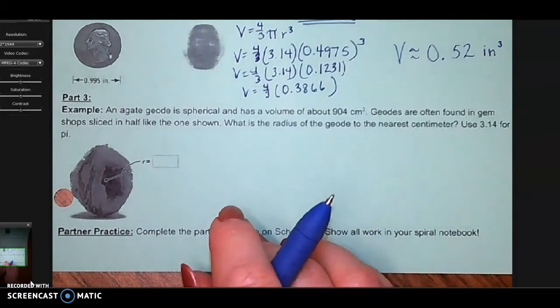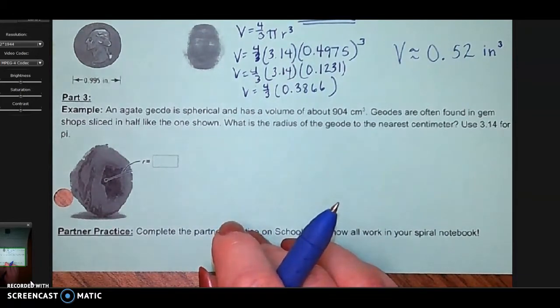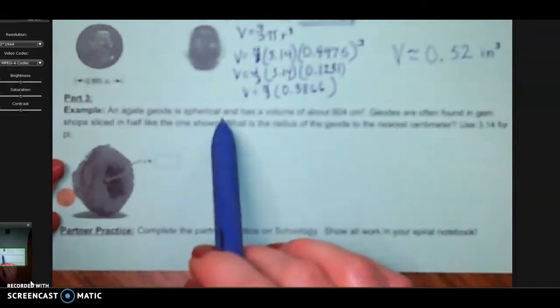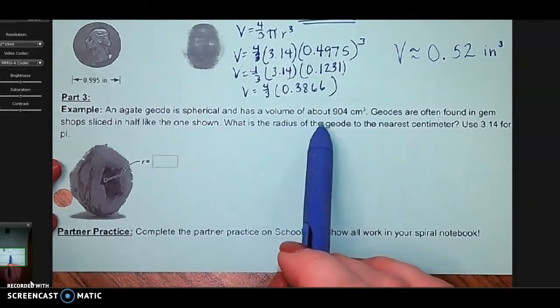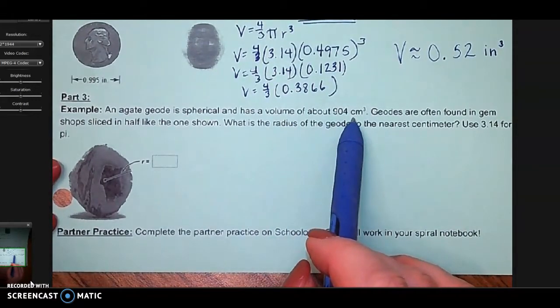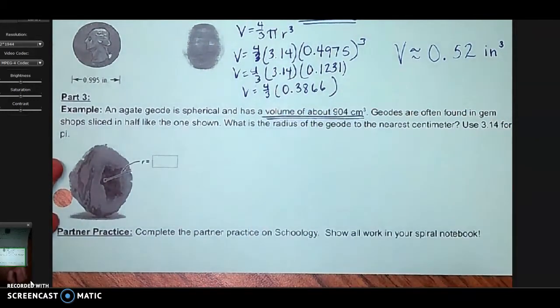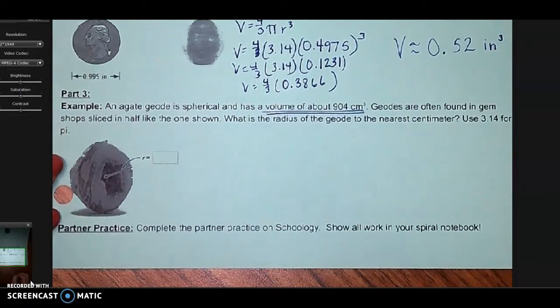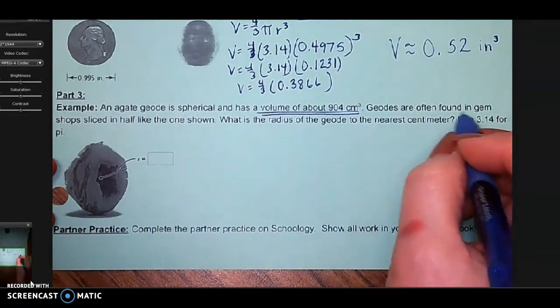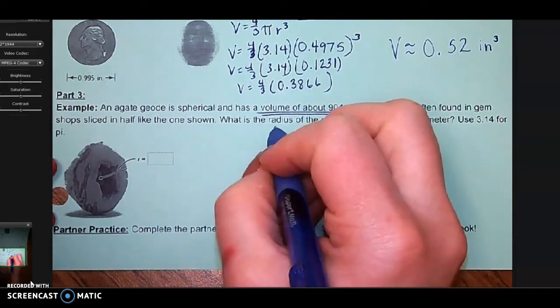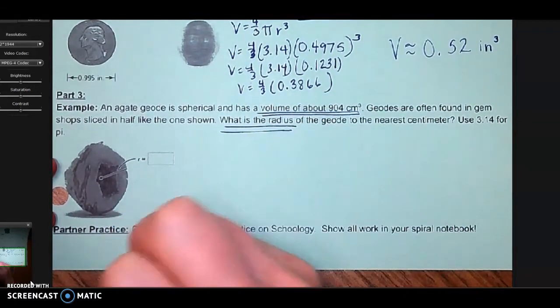Our next example here, and our very last example, it says an agate geode is spherical and has a volume of about 904 centimeters cubed. So look at this right here. They're giving us the volume. That tells me right away we're going to be looking for one of the missing pieces. It says geodes are often found in gem shops sliced in half like this one shown. What is the radius of the geode? So we're looking for what is the radius.